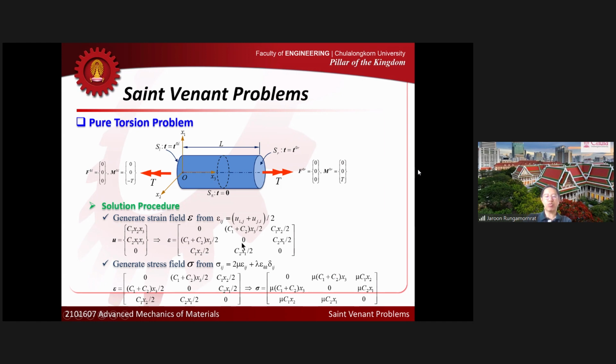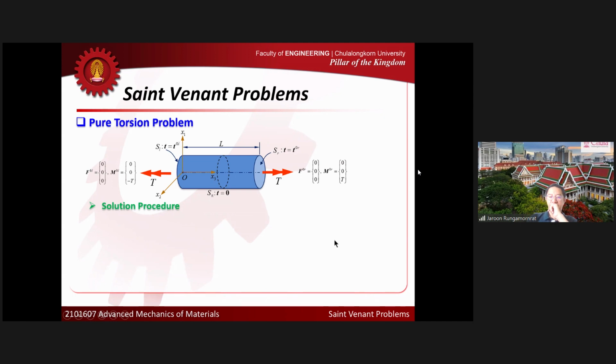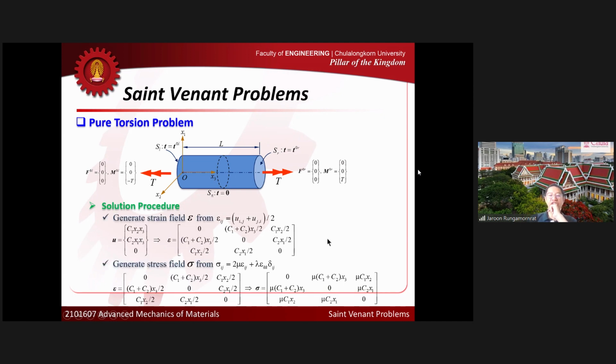You can see that strain and stress are not constant for this particular case, and they are linear functions, right? So if you look at each component, you can see that strain is either 0 or a linear function of x1 or x2 or x3. Okay, now I generate the 2 remaining fields from the guess displacement, right? So I can say that 2 sets of equations here are satisfied automatically.